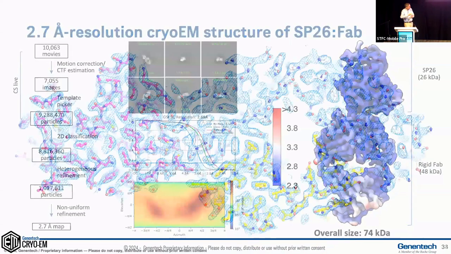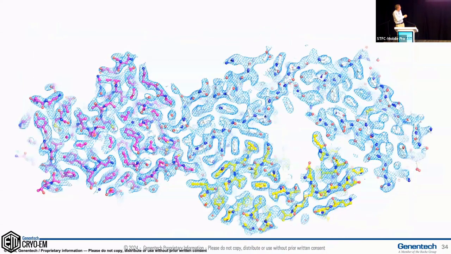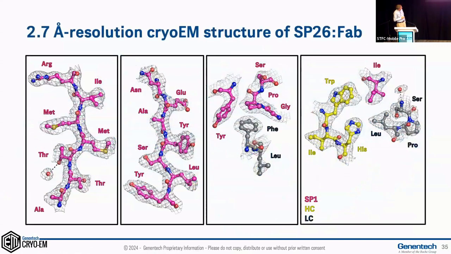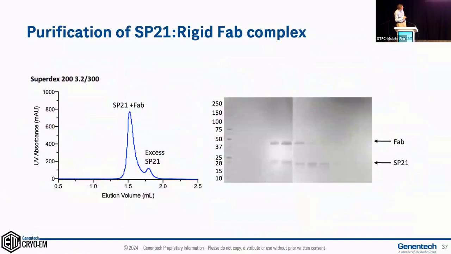And here is just a slab through the complex. Again, the Fab is on the right in the yellow and white, and then the target is in pink. So lots of waters and features that you would expect at this resolution. And these are some little details of the map.